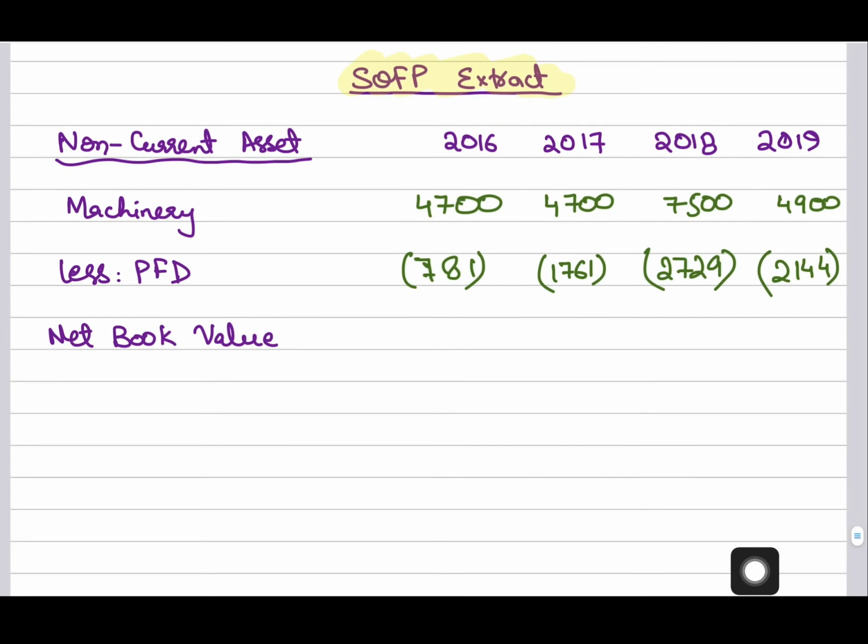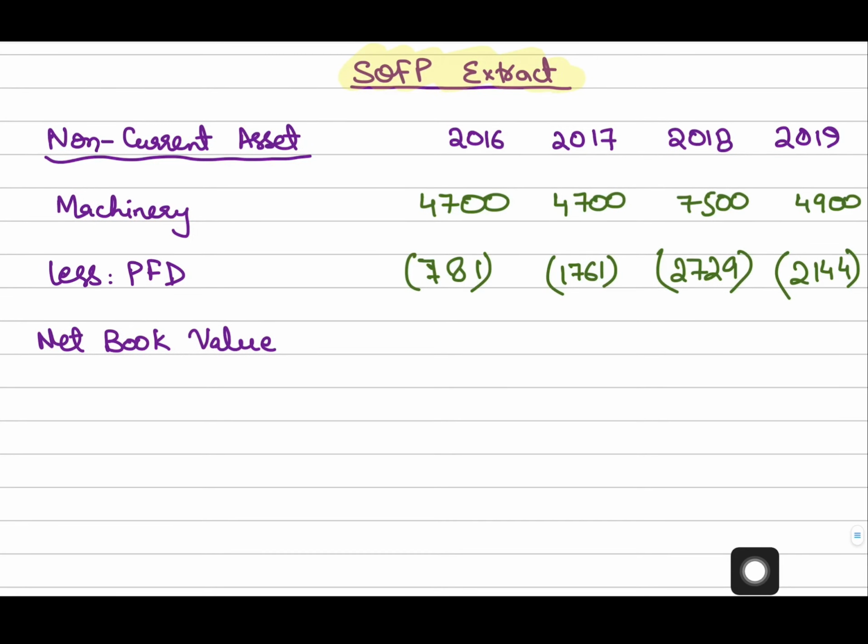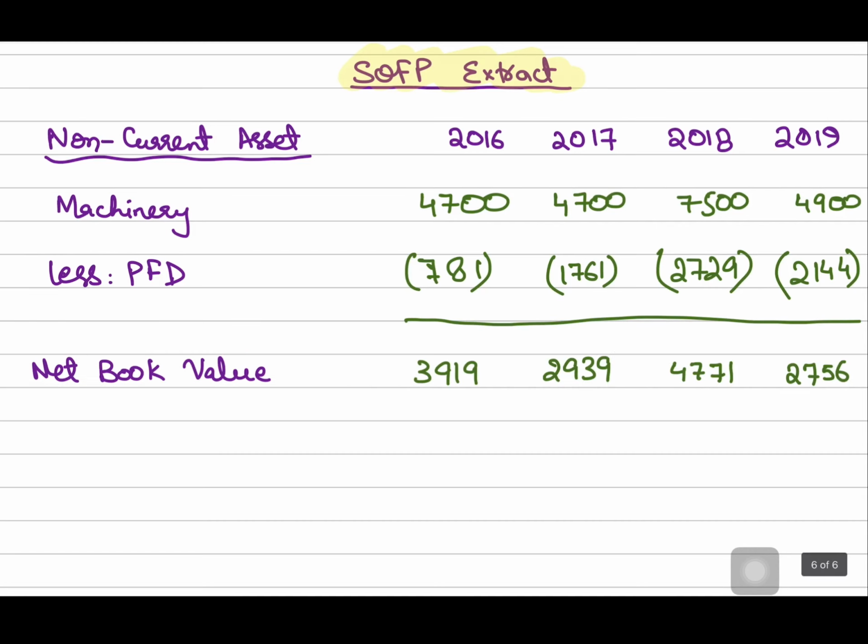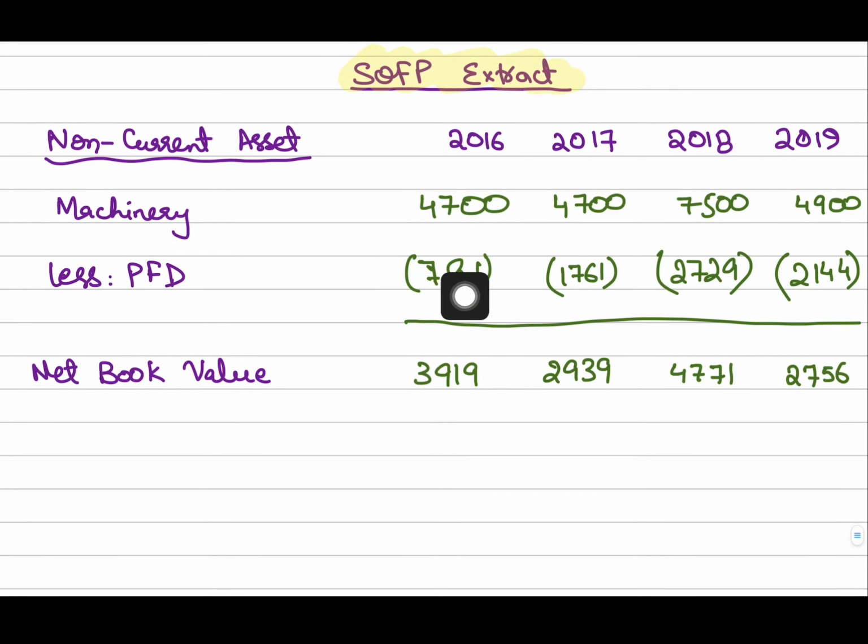Okay, so if you follow this format, it is really easy and time saving to calculate the net book values for multiple years. So the net book values for 2016, for 2017, for 2018 and for 2019 are these values. We know what we have to do. We just have to take the balances carried down figures for cost as well as for the provision for depreciation account, and then we'll have our net book values.